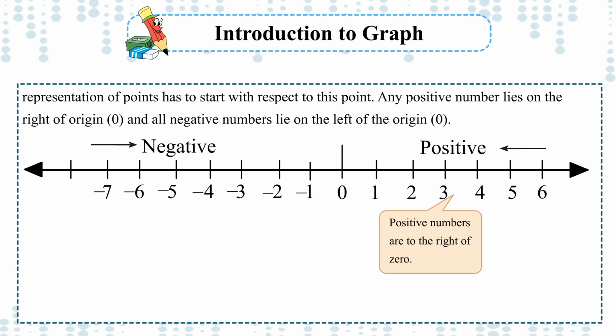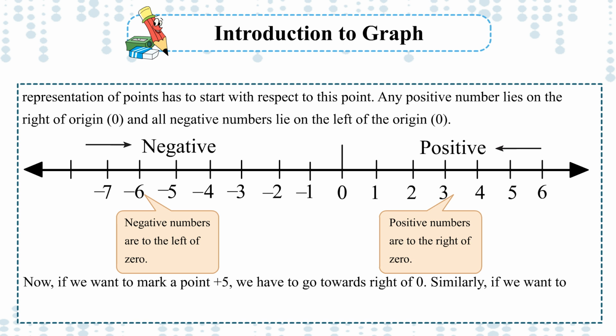Positive numbers are to the right of 0. Negative numbers are to the left of 0. Now, if we want to mark a point +5, we have to go towards right of 0. Similarly, if we want to mark -6, we have to go towards left of 0.